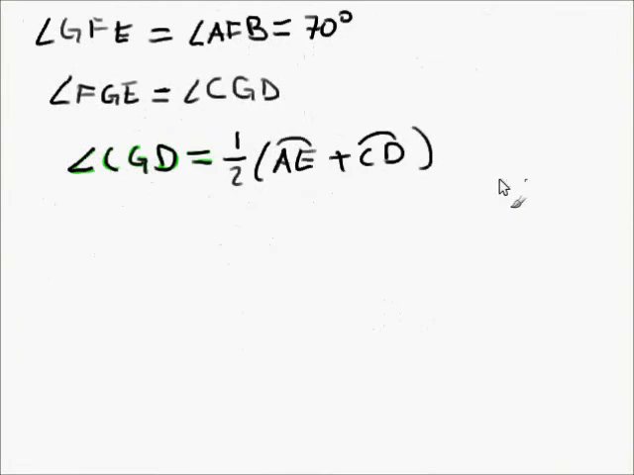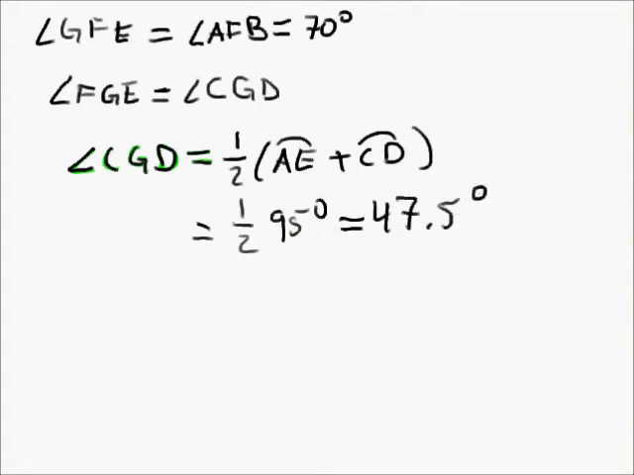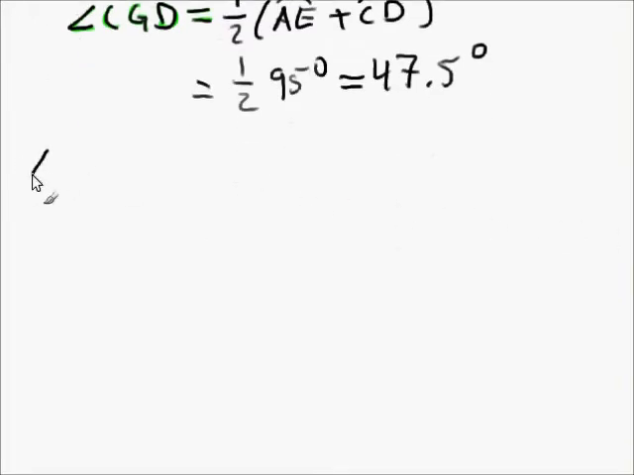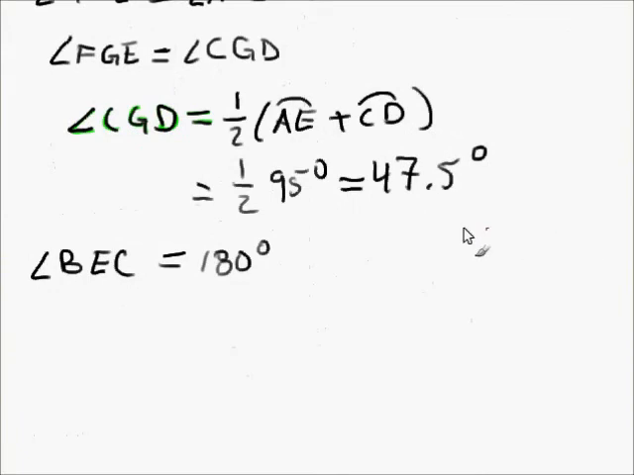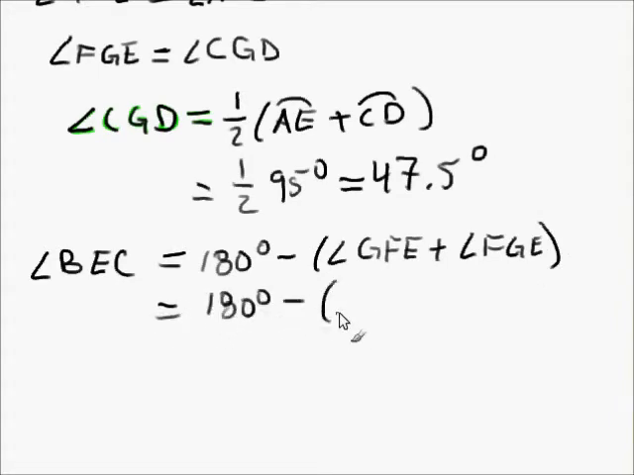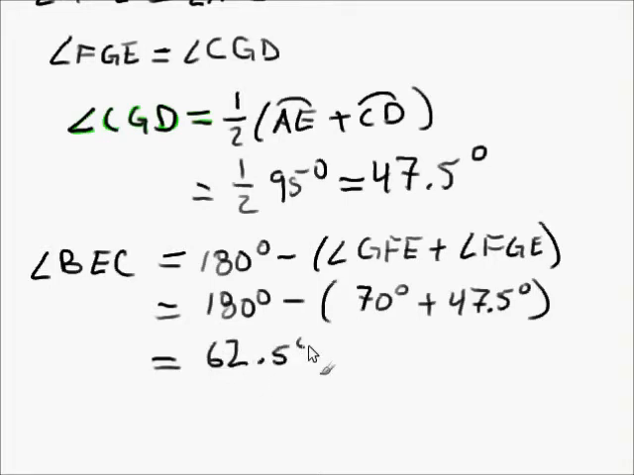That sum is 95 degrees, so the angle is 1/2 of 95 degrees, which is 47.5 degrees. That means the angle BEC, which is what we're looking for and forms part of the triangle, is 180 degrees minus the sum of GFE and FGE. Remember, we found those two: 70 degrees and 47.5 degrees. So we are left with 62.5 degrees.